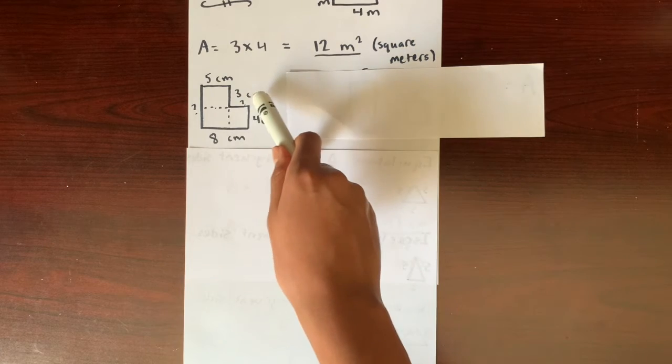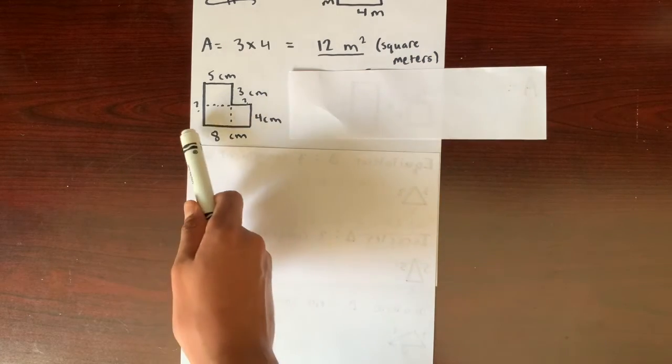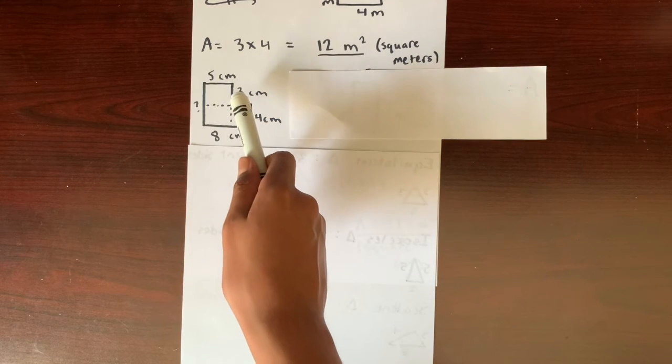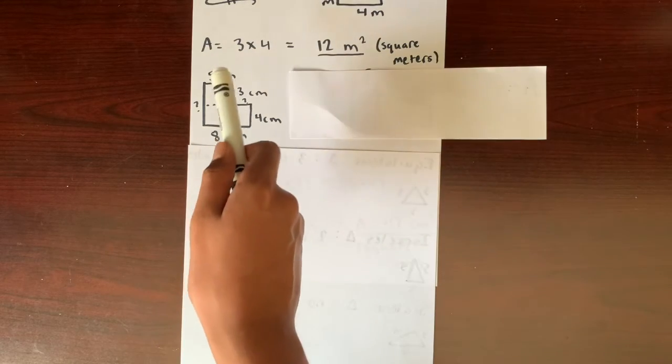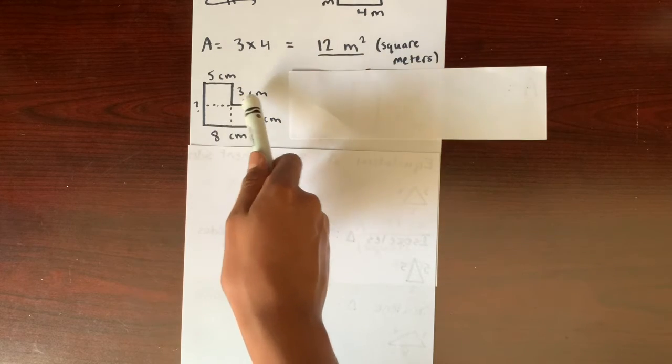And we can do the same thing for this side length. We're not sure what this side length is, but we know that this is 8 centimeters and this is 5 centimeters. So that means that this side length plus this side length has to equal this, right? So 5 plus what will equal 8, or 8 minus 5, and that's going to give you 3.